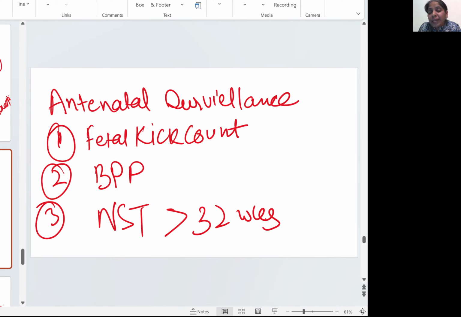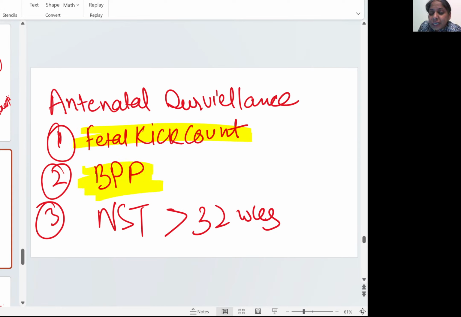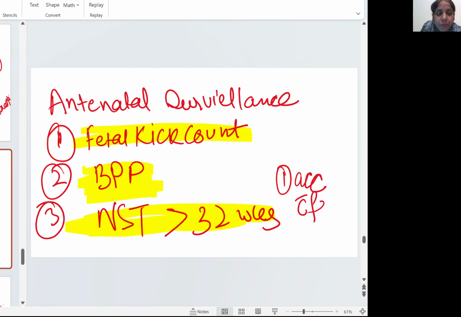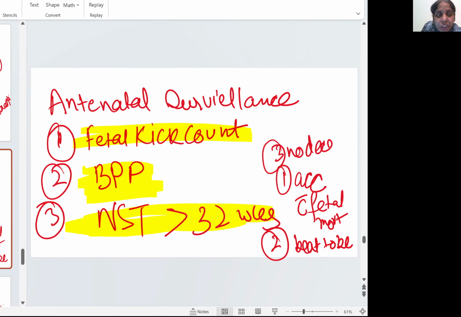Okay. So how do we do antenatal fetal surveillance? We ask the mother to do the fetal kick count. Right. We do the biophysical profile. Third is we do NST after 32 weeks. And in NST we see 3 things. Number 1 is acceleration with fetal movement. Number 2 is beat to beat variability. And number 3 is no deceleration. Okay. Any problem? Please write down.